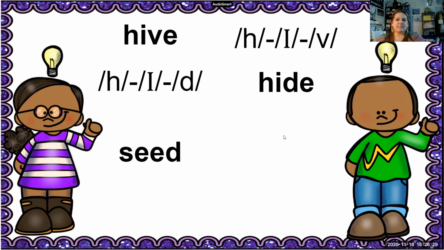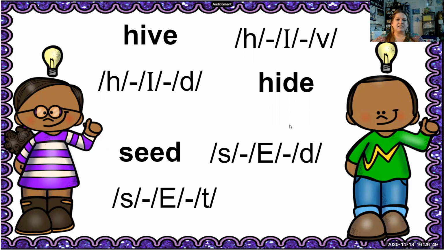Next one is see the seed in the ground. Seed. How many sounds do you hear in that word? I hear 3 sounds. Eed. Good. So we're going to take the d sound and we're going to make it say eat. Eat. What's the new word? It is seat. Very good.